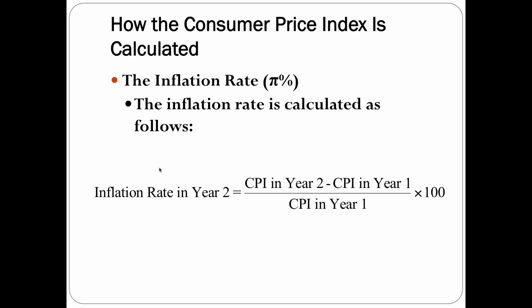So for example, let's say the CPI in 2010 is 158 and the CPI in 1984 is 100. The later year is 2010, so it would be 158 minus 100 divided by 100. You can run those numbers in your notes, you'll multiply by 100, and you'll get a 58% inflation rate.